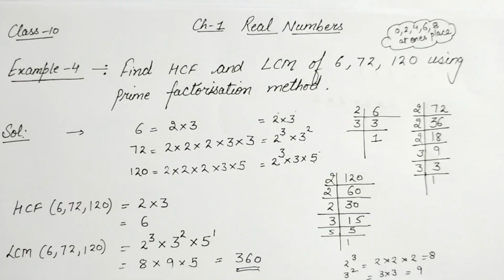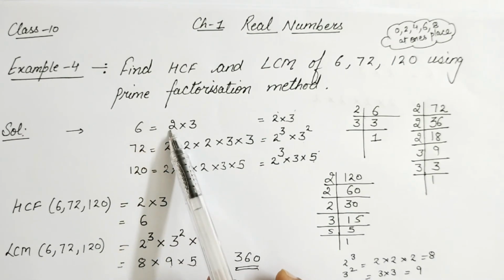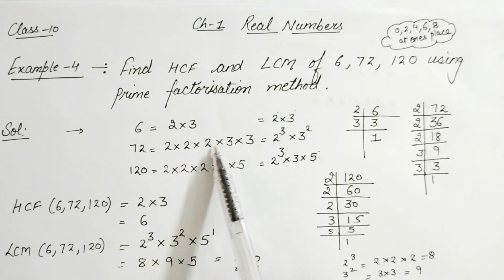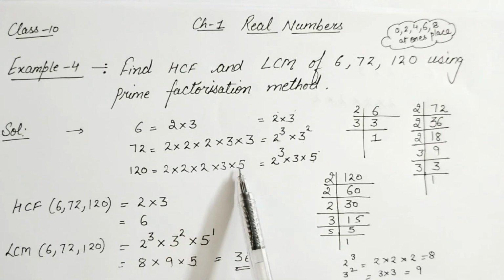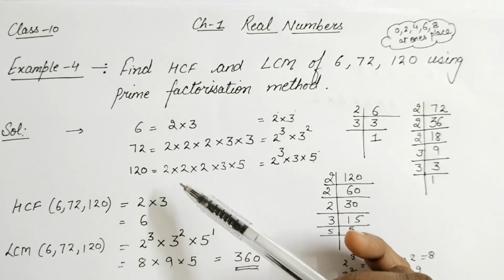See, again and again I'm telling you, for HCF you are going to take the number with the smallest power. Why? Understand this. You can see here when I have split it, 6 is 2 into 3. 72 I have split into 2 into 2 into 2 into 3 into 3. And 120 is 2 into 2 into 2 into 3 into 5. So, when we were taking the HCF, we are taking only the common one.